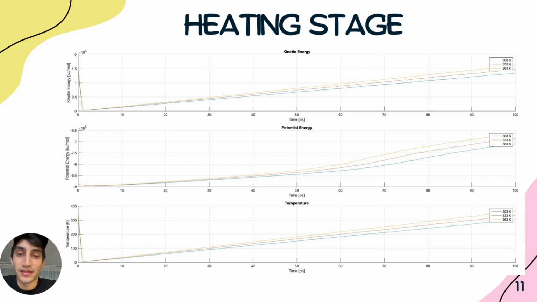On the graph on top, we have the kinetic energy measured in kilojoules per mole, and it is plotted against time. We can see that there is an increasing tendency in all temperatures. For the second graph, we have the potential energy of the molecules, also measured in kilojoules per mole and plotted against time. Finally, we have the temperature also plotted against time, and this temperature is measured in Kelvin.